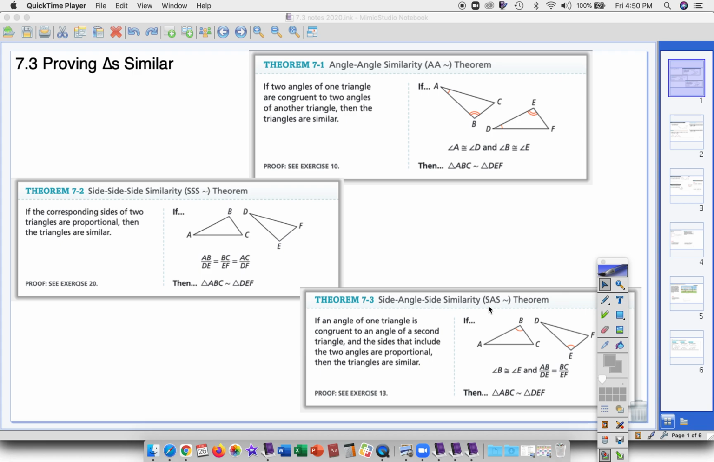This is the side-angle-side similarity theorem, which states that if an angle of one triangle is congruent to an angle of a second triangle, and the sides that include the two angles are proportional, then the triangles are similar. So those are our three ways that we will be proving triangles similar.